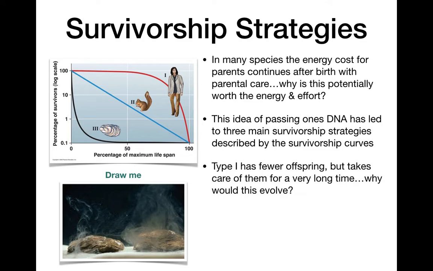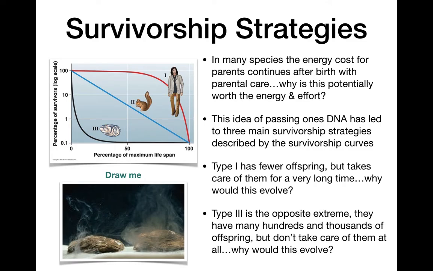But that's a long time to take care of an offspring until it's old enough to pass on its DNA to the next generation. But that ensures it's much more likely that that offspring will survive and pass on its DNA. And then we have the opposite extreme over here, which is type 3.